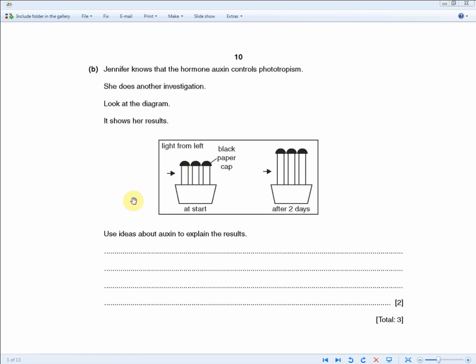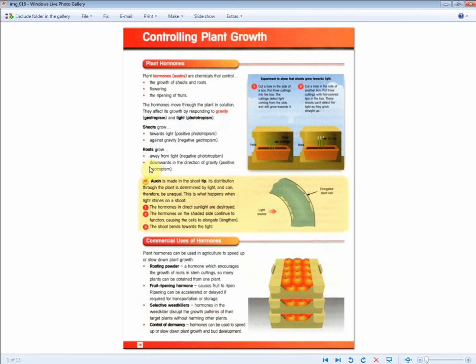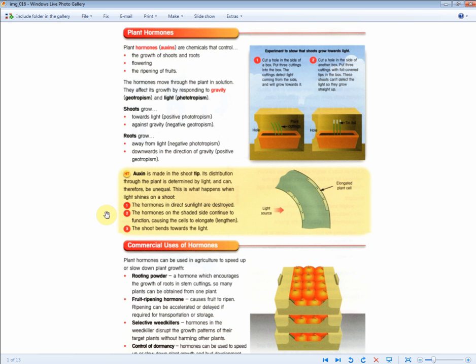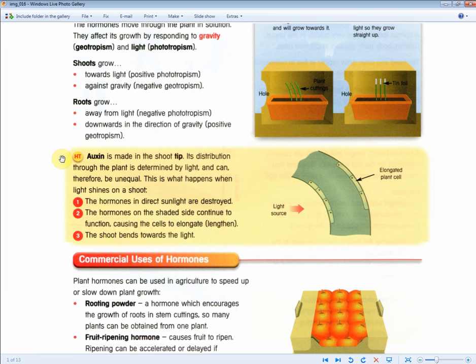So for 2 marks, the first thing that you need to state is that auxin is made in the shoot tip. That's the first thing to state. So therefore, the black paper cap protects the shoot tip from being exposed to the light, resulting in an equal distribution of auxin. So that is why it will grow straight up. So auxin is made in the tip. The black paper cap protects the shoot tip from the light source, resulting in equal distribution of auxin.